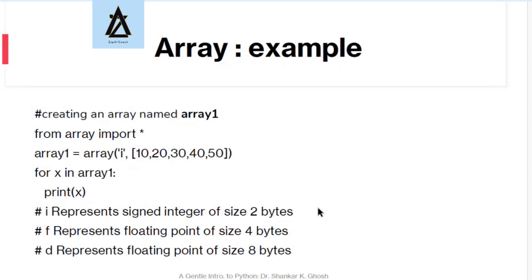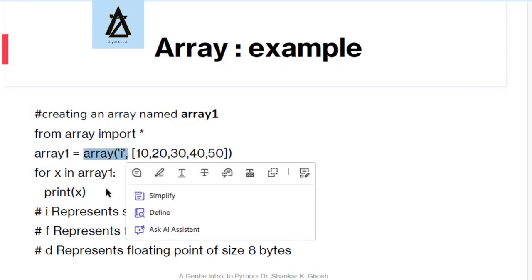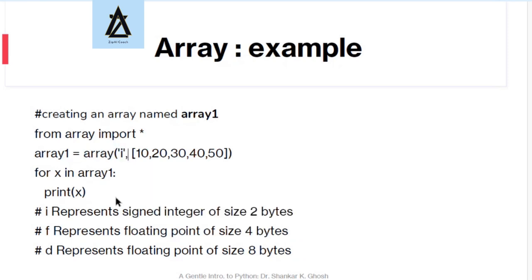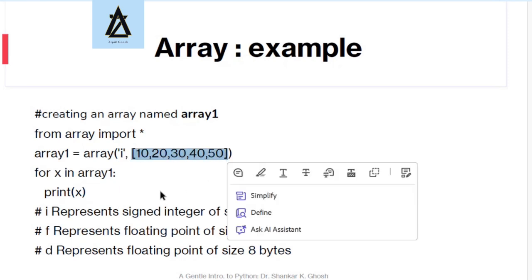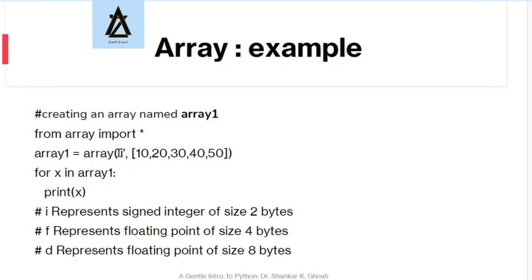An array is basically a collection of homogeneous elements, right? This is how you define an array. The first argument is basically the type of the array. It may be integer, it may be float, it may be some other type. And the second one actually defines the array. For example, here you are saying to the compiler that I'm going to define an integer array, and this is the integer array I am talking about.